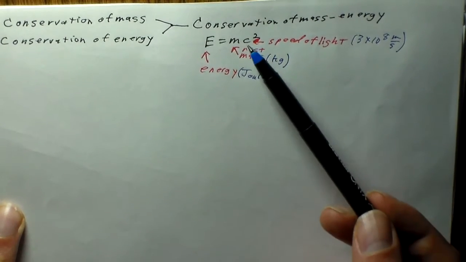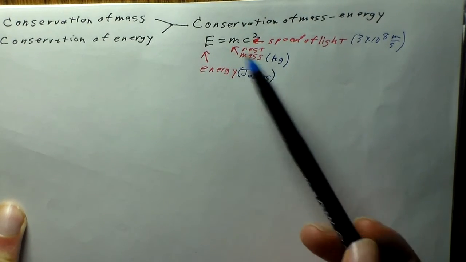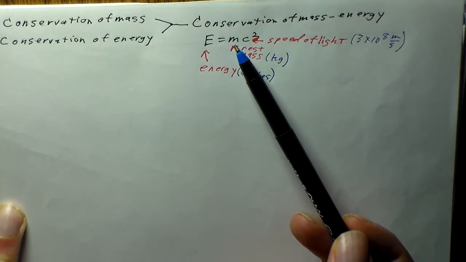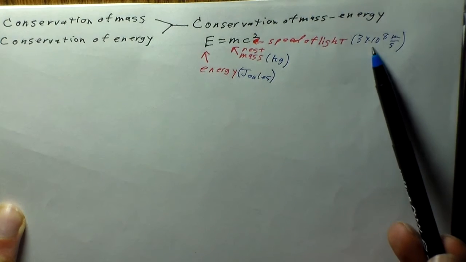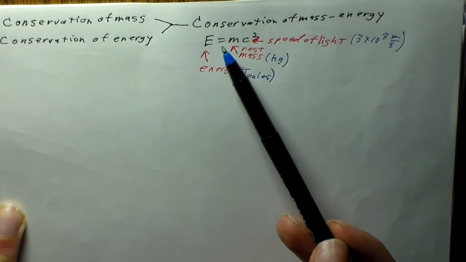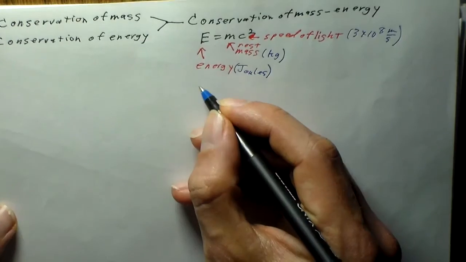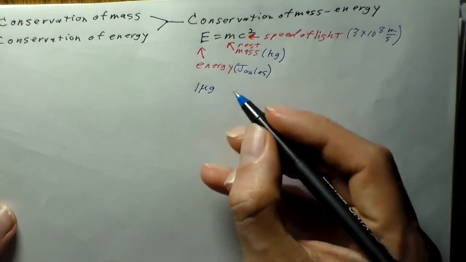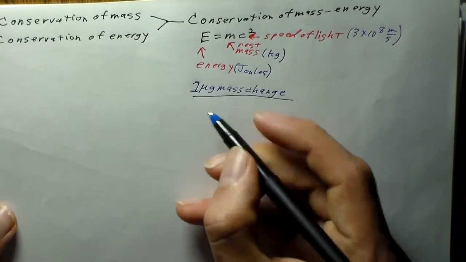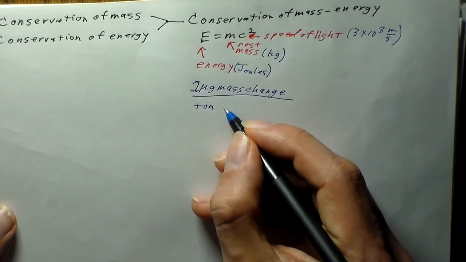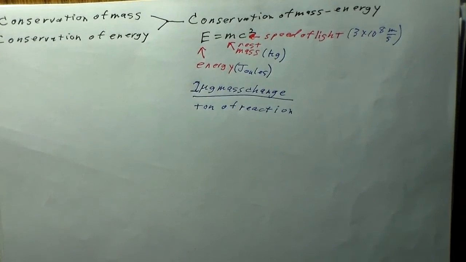Now, for our purposes, when we're dealing with regular chemistry, a very, very small amount of mass gives us a very large amount of energy. That's because the speed of light is extremely large, and when you square it, it gets even bigger. During a normal chemical reaction, you would get about a 1 microgram mass change in about a ton of reaction. Essentially, if you reacted a ton of material and weighed the products and the reactants at the end and found their difference, you would have about a 1 microgram mass change.